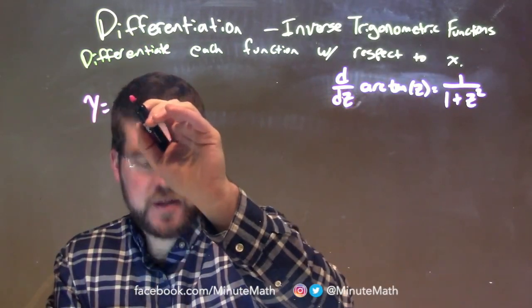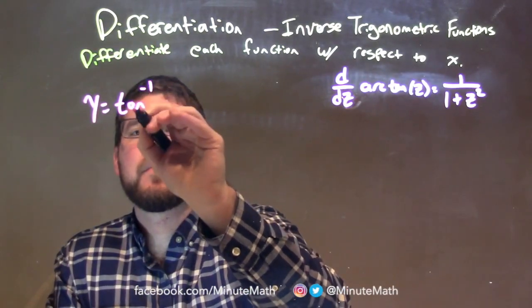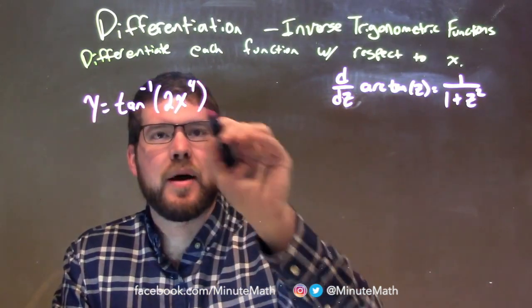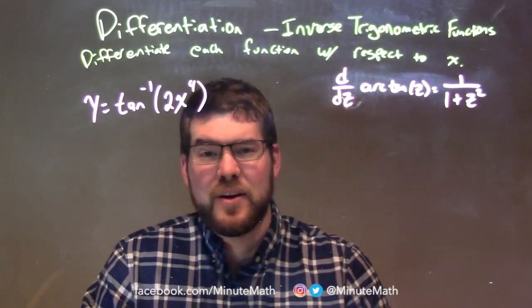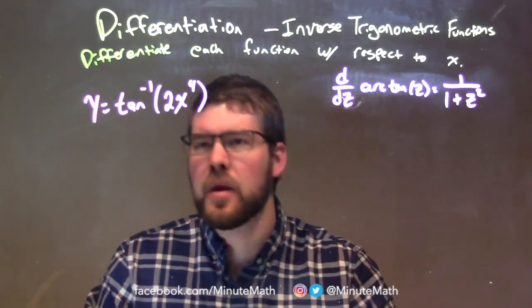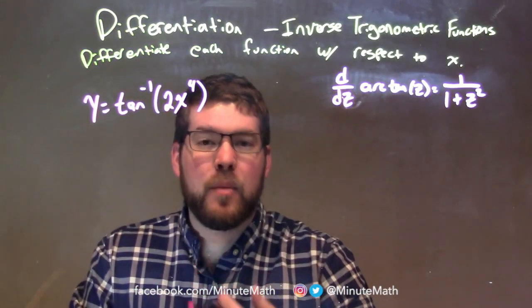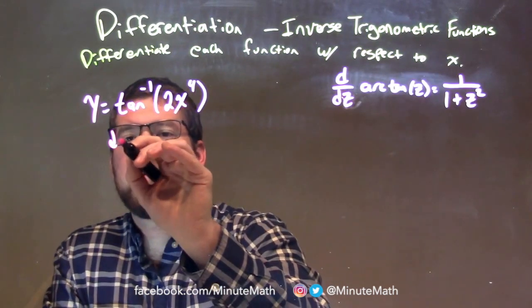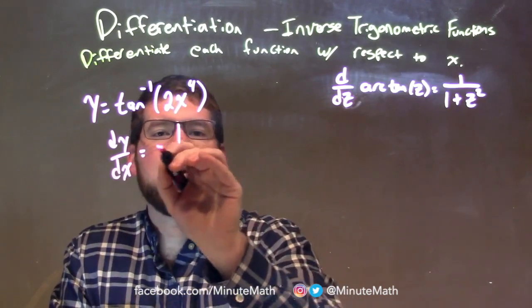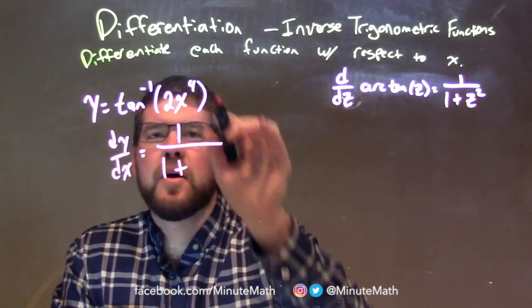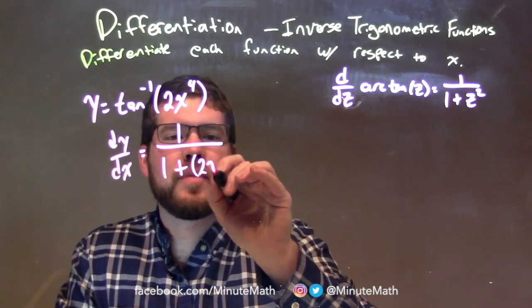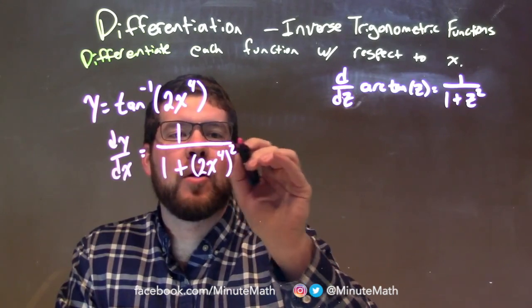y equals the arctangent of 2x to the 4th power. Okay, well, I know my definition of the derivative of arctangent is 1 over 1 plus z squared. So instead of z, I'm going to be putting what's in my parenthesis. So we're going to take the derivative, dy/dx here, and we just follow the formula. 1 over 1 plus, and z is what is inside this parenthesis. We have 2x to the 4th power, and we need to square all of that.